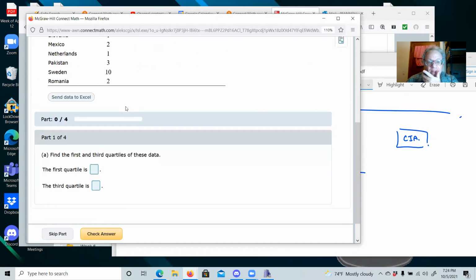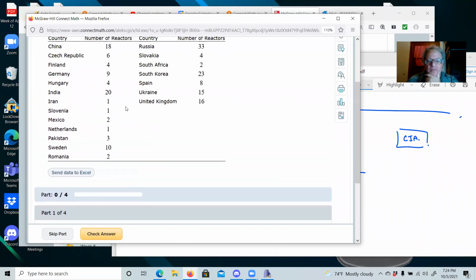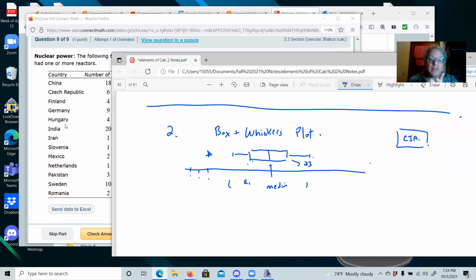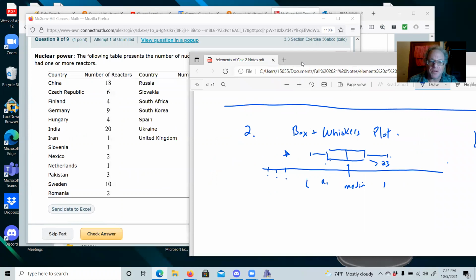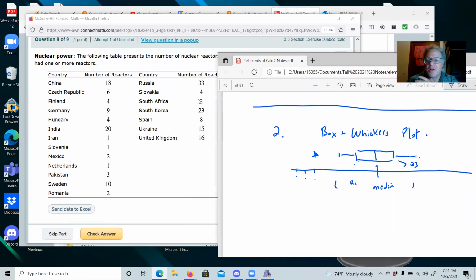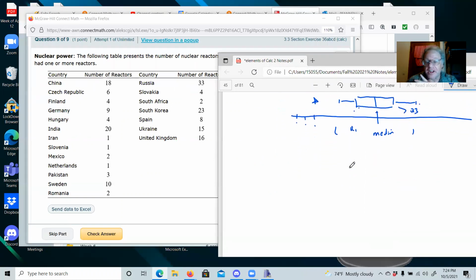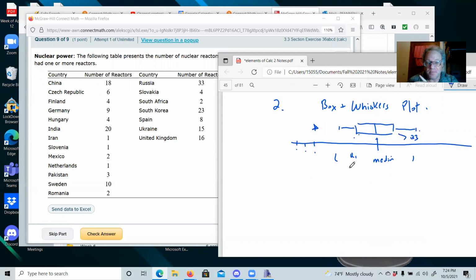So here we go. We want to know the first and third quartiles. Well, the first thing we want to do is, and I don't do this to you, okay? I know very well that you know that 33 is a bigger number than 4. So we're not going to do all of that all the time here. So the first thing I'm going to do is start putting this in order, and the way I like to do that is to make a stem and leaf plot.